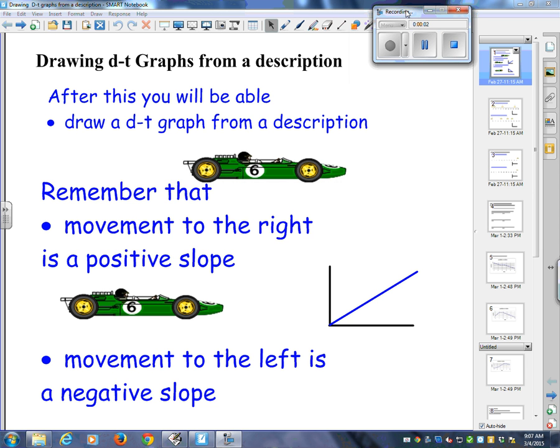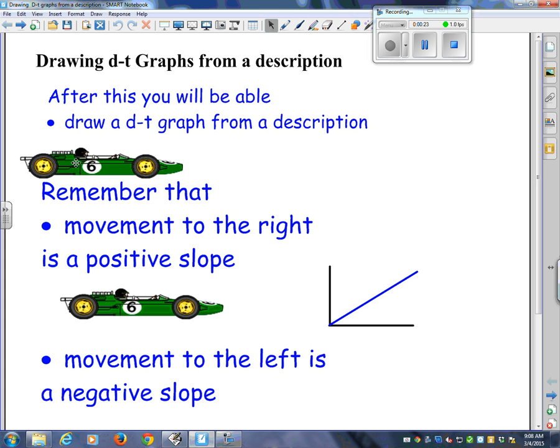Okay, so after this, this is what you're going to do at the end of the day today. Draw a DT graph and description. It's kind of like yesterday in that little ladybug assignment where the kid was waiting to see the principal, pacing back and forth, right? That was sort of a lead into this. So hopefully you remember that movement to the right.